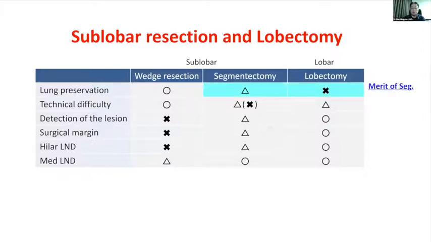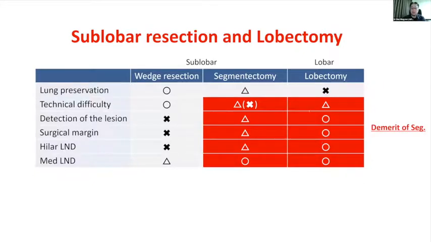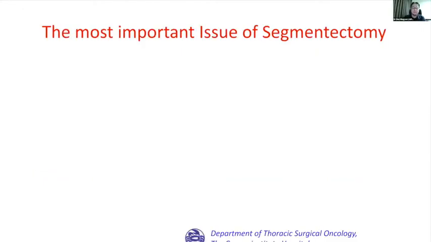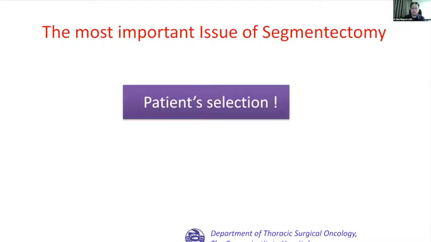So in my opinion, the only merit of segmentectomy is that lung preservation is better. But these other factors are inferior to lobectomy. So accurate selection is important for segmentectomy. The most important issue of segmentectomy is patient selection.